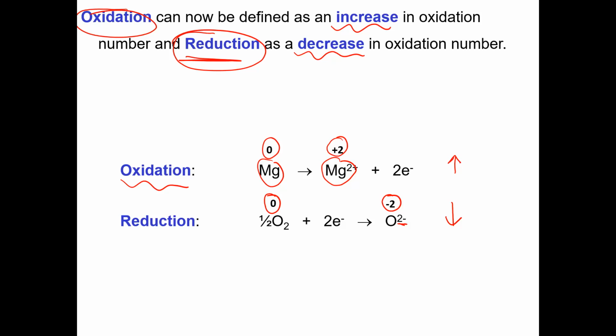So this is really helpful for those non-obvious cases. We just look at what reactant had an atom where the oxidation number increased. That reactant underwent oxidation. And then we look for a reactant where there was an atom that had a decrease in oxidation number. That reactant underwent reduction.